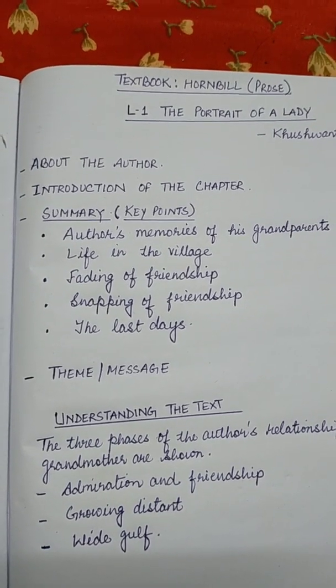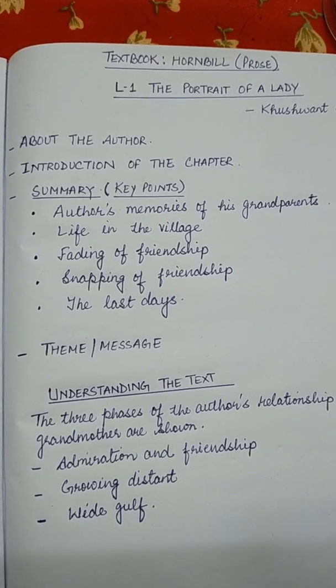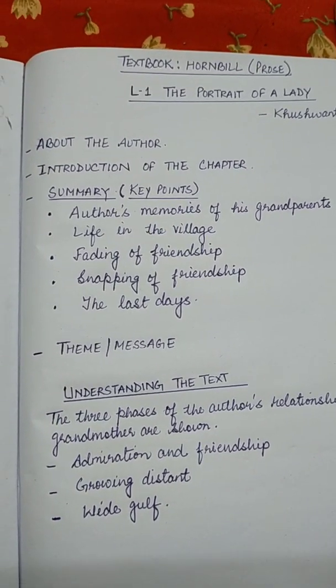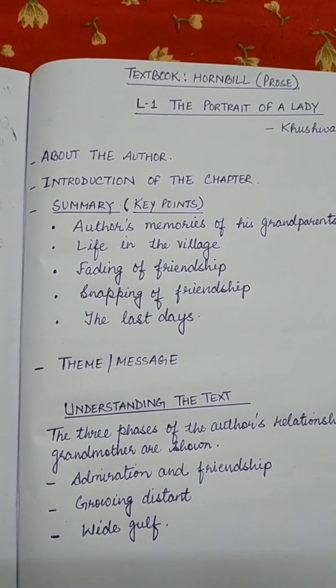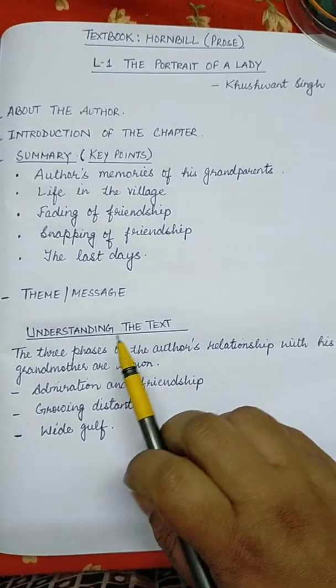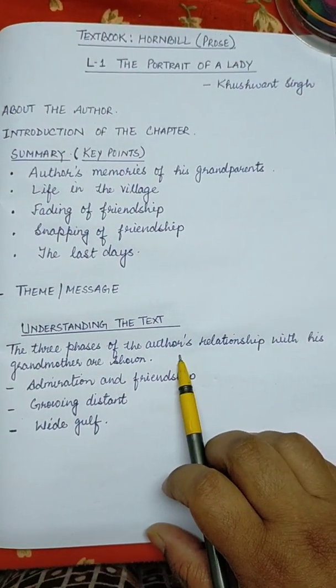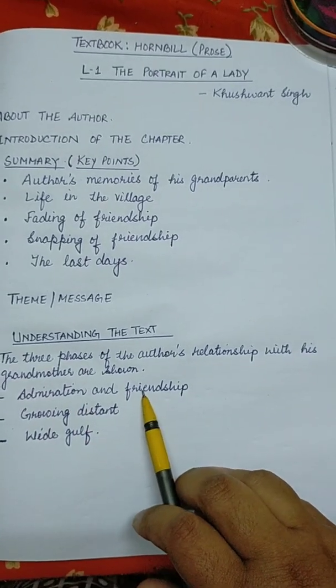The author also hints at the generation gap as he refers to his grandmother's objection to the absence of any teaching of scriptures in his new English school, and her particular antipathy to the music. So basically, we find the three phases of the author's relationship with his grandmother. First one is admiration and friendship.